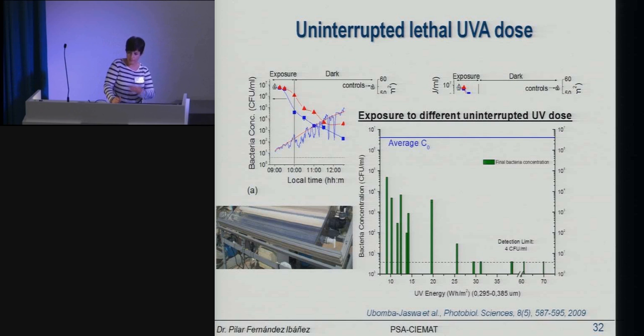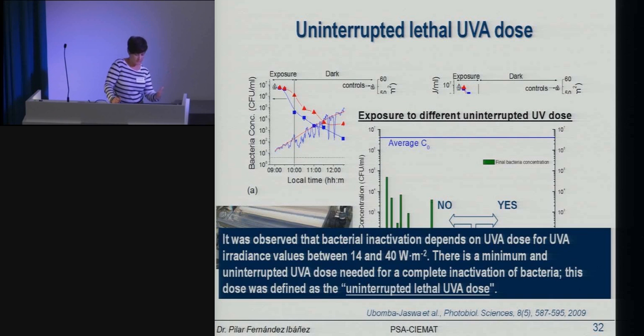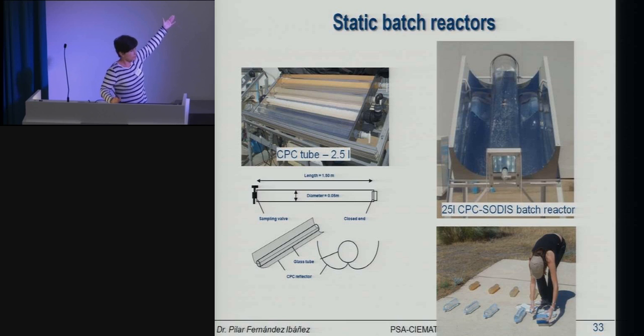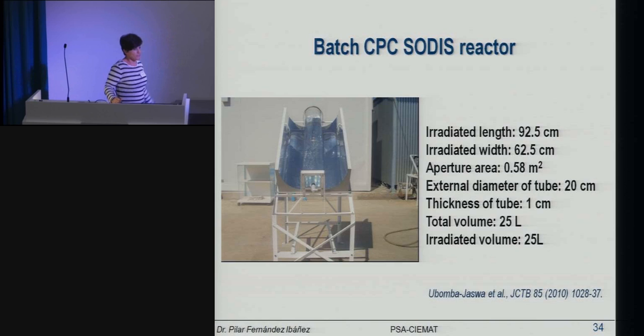For irradiance, we did many experiments on this, and we observed that between 14 and 40 watts per square meter of UVA radiation, there was a minimum uninterrupted UV dose needed for complete inactivation. And that's why we work with these static batch systems. But for big volumes, real big volumes, this is very difficult, so we have to think about new ideas.